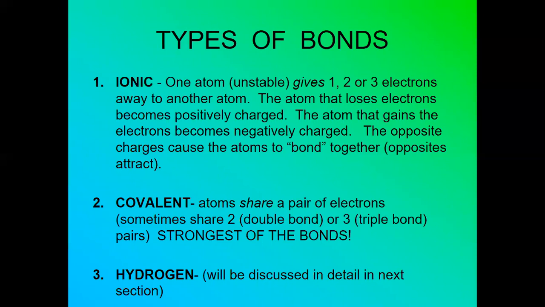Covalent. Covalent is a sharing bond. It means that two atoms of a similar size are going to share 1, 2, or 3 pairs of electrons. These are called single, double, and triple covalent bonds. These are really strong bonds.